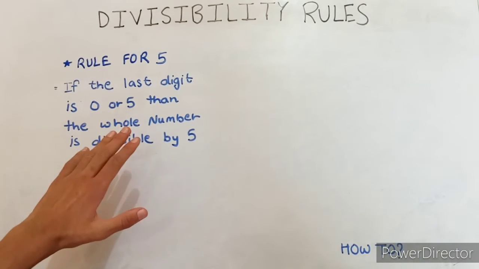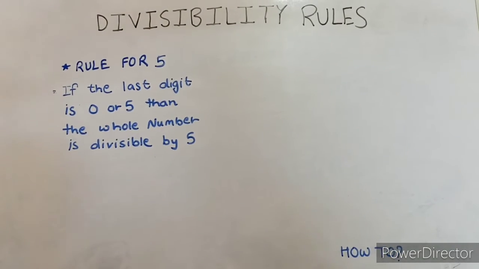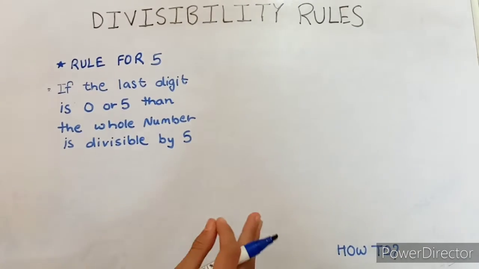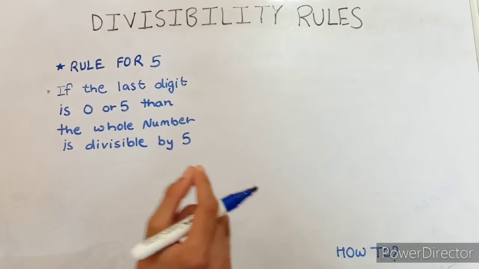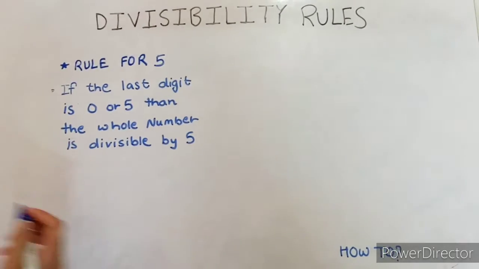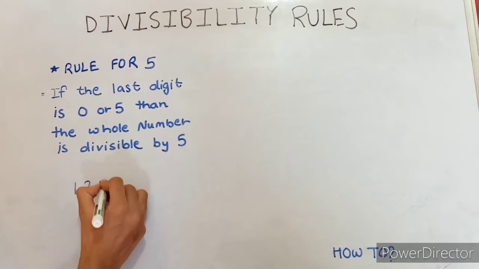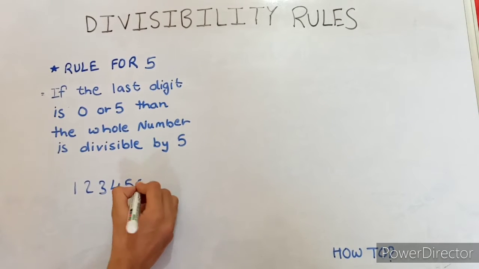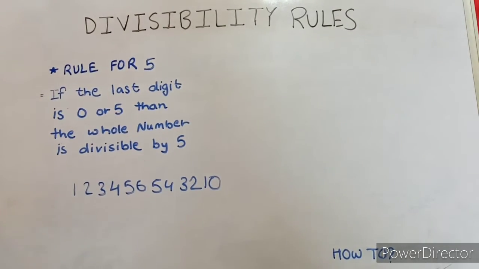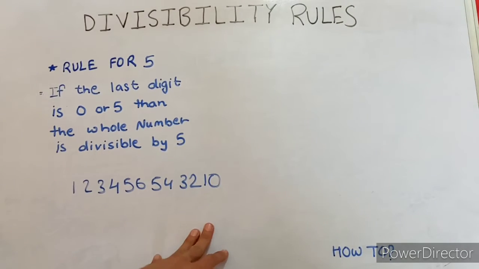The divisibility rule for 5. This rule is also very easy. So what's the rule? If the last digit is 0 or 5, only 0 or 5, then that number is divisible by 5. Let's take an example. Let's take a very huge number, 123456543210. Now you tell me whether this number is divisible by 5 or not. Let's check its last number.